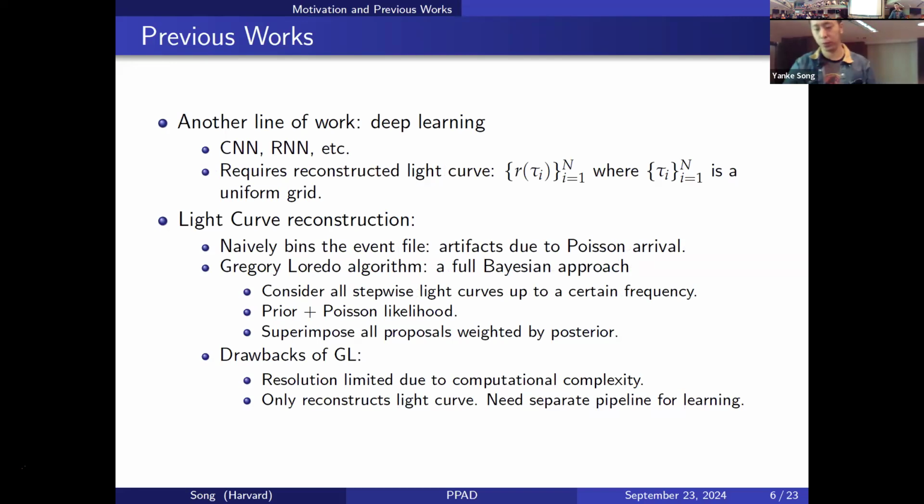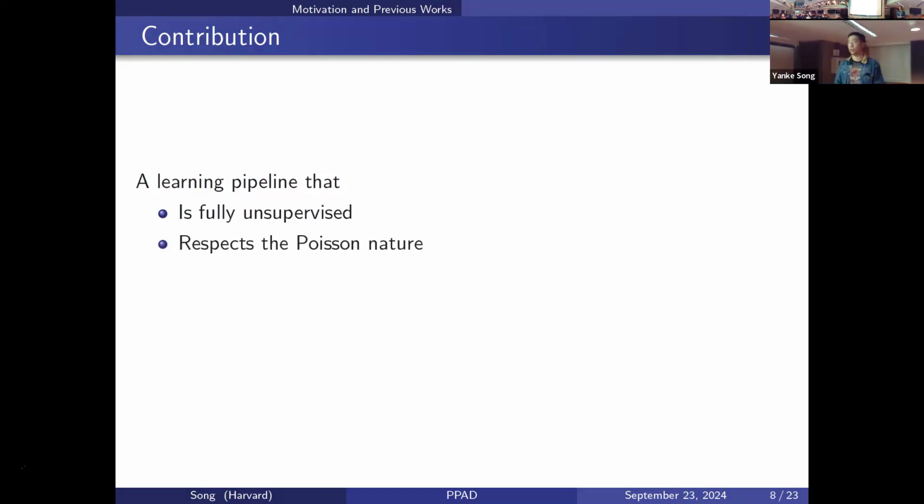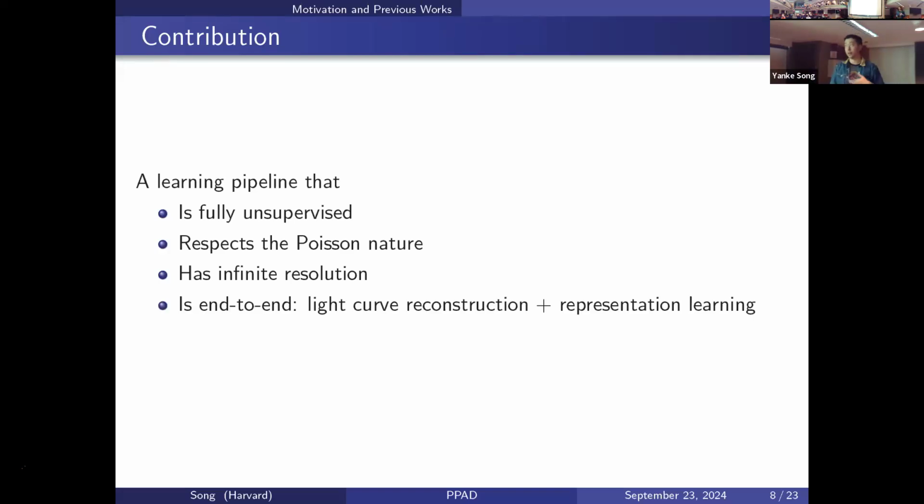So here are all the motivations in previous work. And in this work, I'm going to talk about a pipeline that can do the following things. First of all, it's fully unsupervised, meaning that we only need the raw event files to do the learning. It respects the Poisson nature, meaning that it can filter out these noisy artifacts from the Poisson arrivals. It has infinite resolution, and in fact, if you see the reconstructed light curve later, it doesn't have these piecewise linear kinks. It is end-to-end, meaning that we learn a light curve reconstruction as well as a representation at the same time, where these representations are very information rich and can be used for downstream tasks.